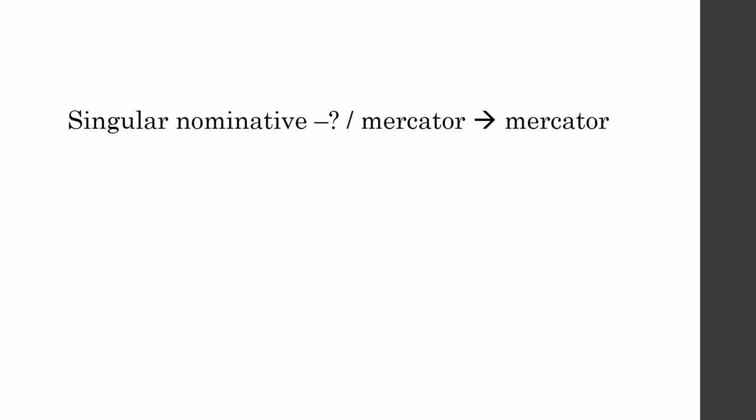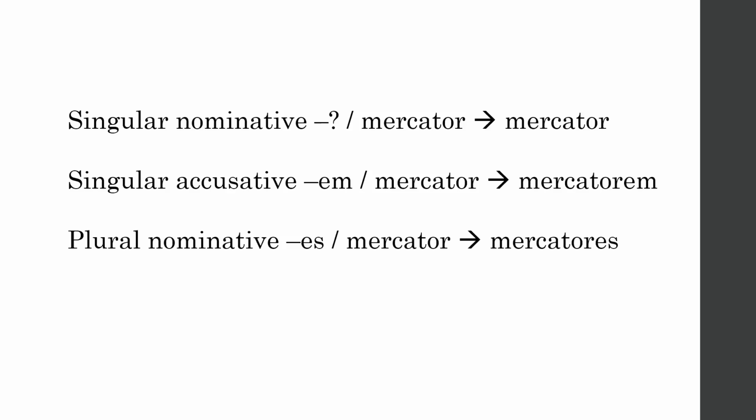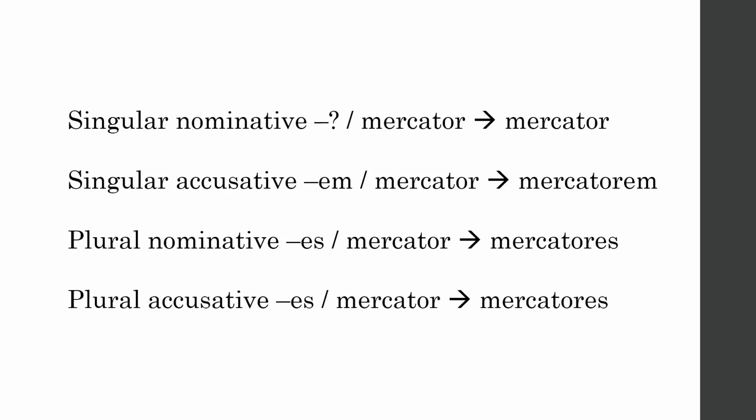Alright, finally, we're going to look at the third declension using the word mercator, or merchant. Again, mercator is already in the nominative, so whatever the ending was, it would stay the same. Again, a third declension noun can have a whole host of different endings, but whatever it is, it's the same. In the singular accusative, all third declension nouns end in em, so mercator becomes mercatorem. The plural nominative takes the ending es, so mercator becomes mercatores, and the plural accusative third declension nouns again take the ending es, so mercator becomes mercatores.